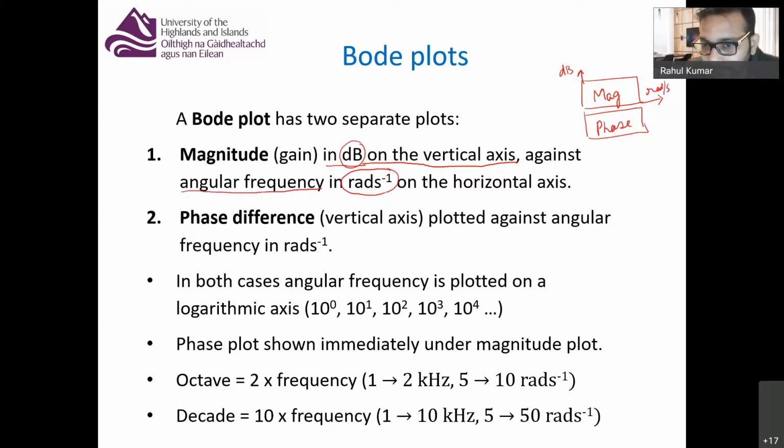Similarly, in the phase diagram, the phase angles are plotted against the angular frequency. So along the x-axis you will again have radians per second, and along the y-axis you will have phase in degrees. Like that you will get two graphs, one below the other.